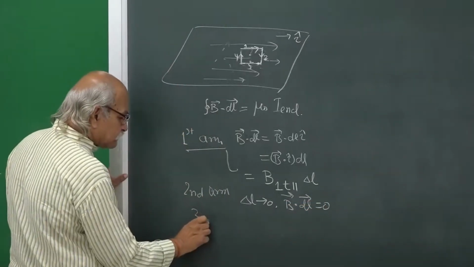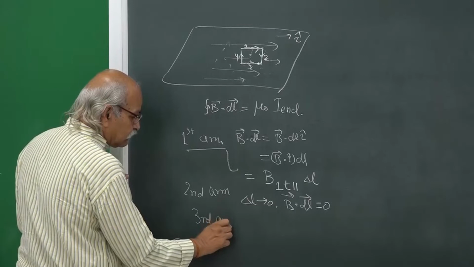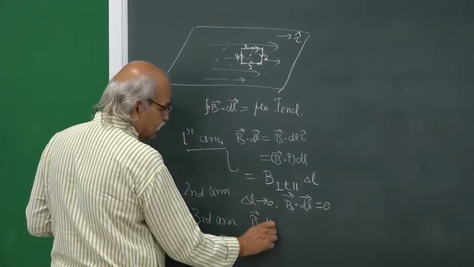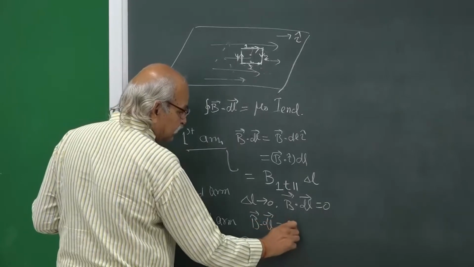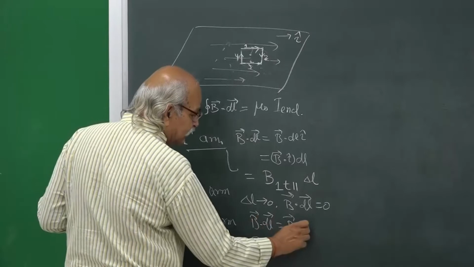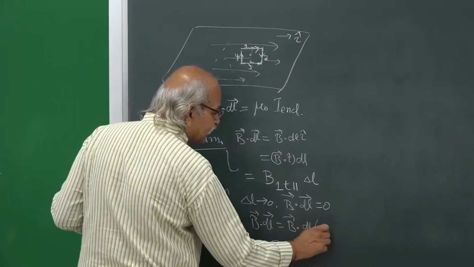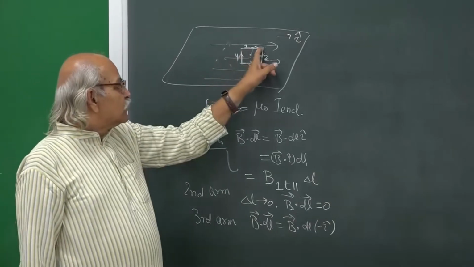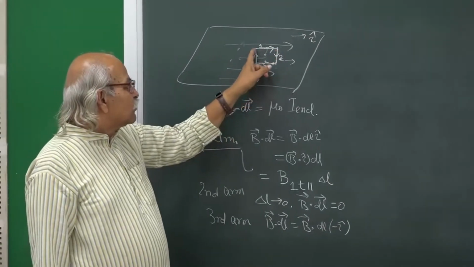Third arm. Here B dot dl is B dot dl in the minus i cap direction, because on the closed curve you have to draw your arrow directions.